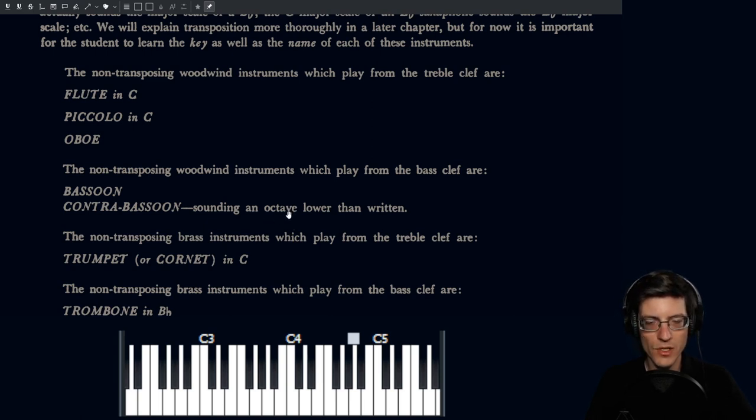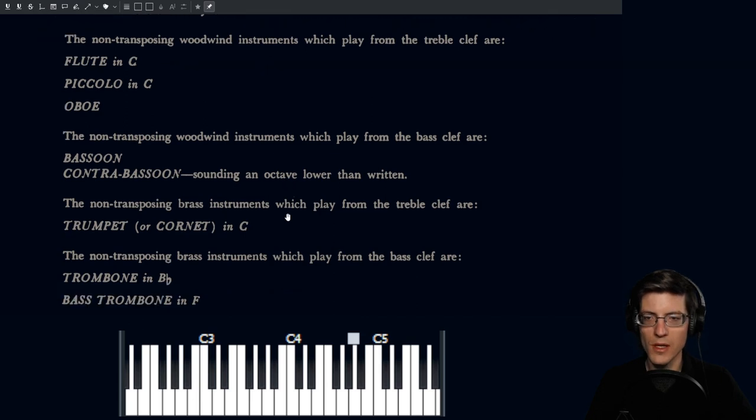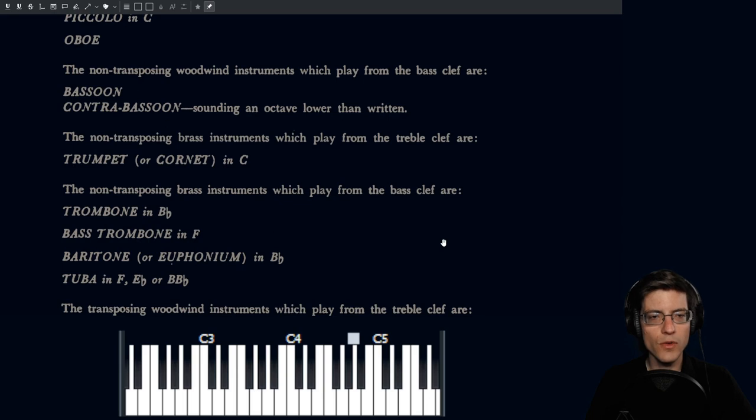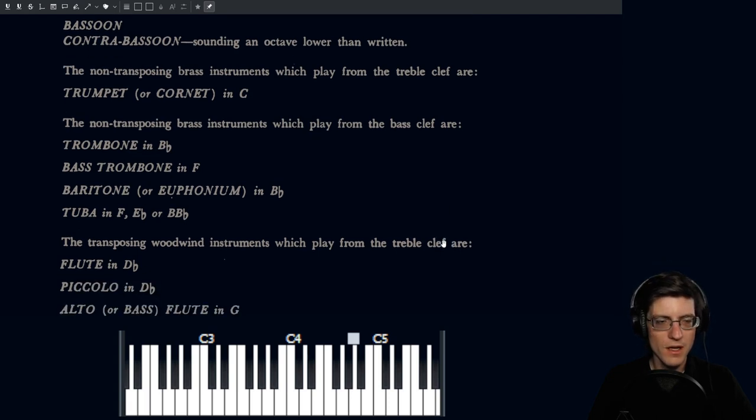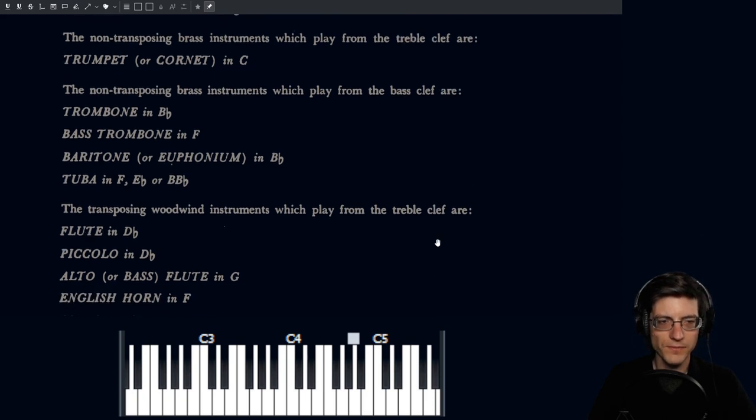The non-transposing brass instruments, which play from the treble clef, are trumpet or cornet in C. The non-transposing brass instruments, which play from the bass clef, are trombone in B flat, bass trombone in F, baritone or euphonium in B flat, tuba in F, E flat, or BB flat. So this would be, what was that, two octaves below that chart that we had last.